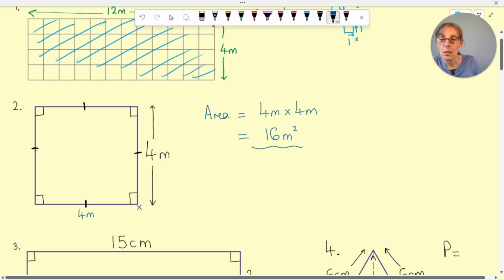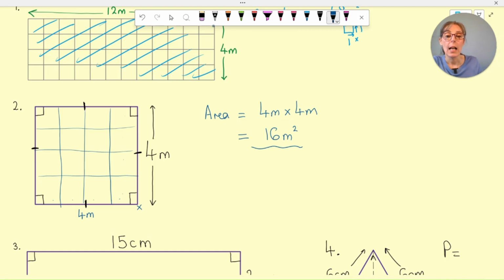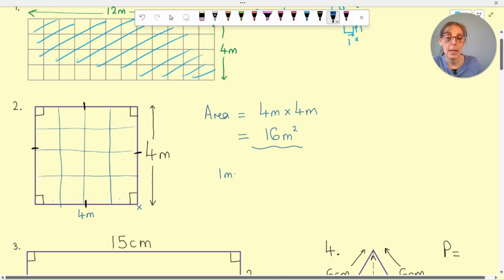So here I can actually very quickly divide each side. I won't do this with everyone, but I think it's quite useful to see it. So we've got 1, 2, 3, 4 there, and 1, 2, 3, 4. And we've got 1, 2, 3, 4, 5, 6, 7, 8, 9, 10, 11, 12, 13, 14, 15, 16 squares. And each square is 1 meter by 1 meter in length. So each square is 1 meter squared, and there's 16 of them.